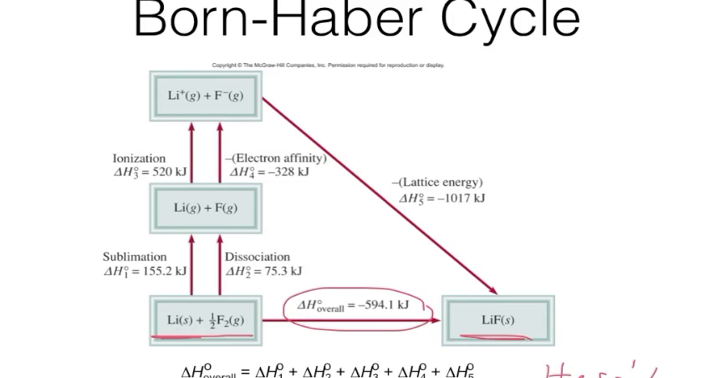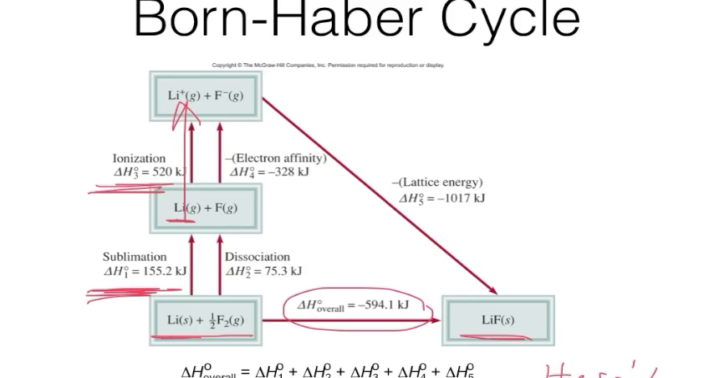First step is you have to sublime the lithium. Because when we talk about lithium losing an electron to become the lithium cation, the energy we talk about is the ionization energy. Ionization energy is the energy required to remove an electron from a gaseous atom or ion. So it has to be a gas first. So first we do the sublimation, then we do the ionization.